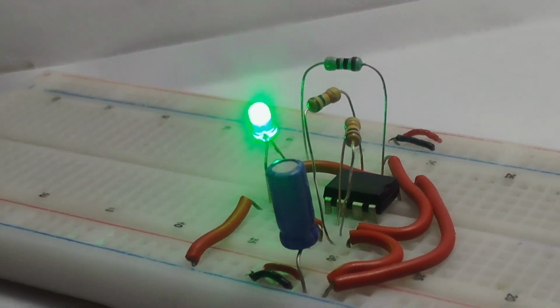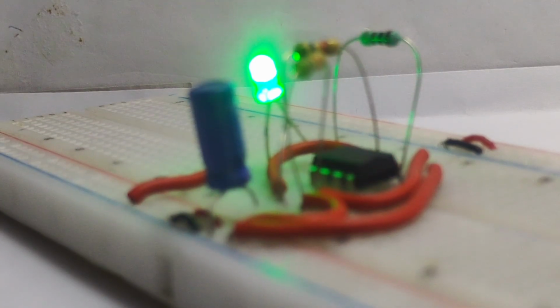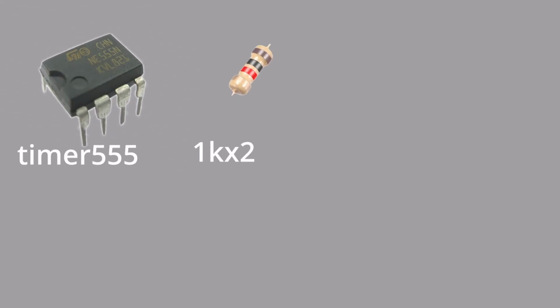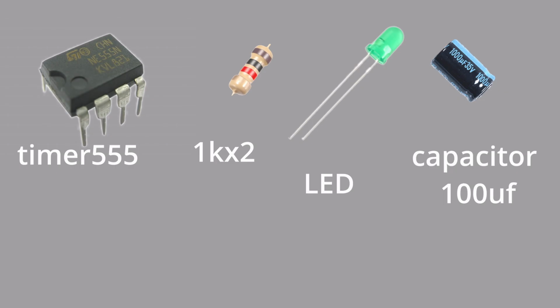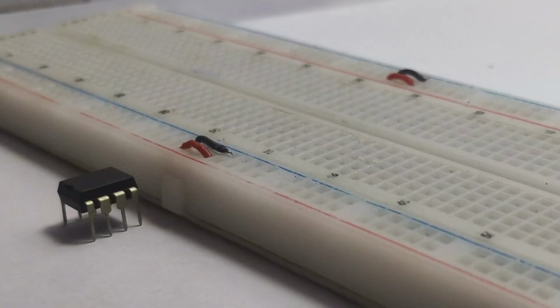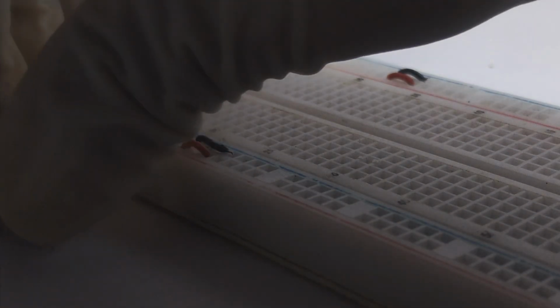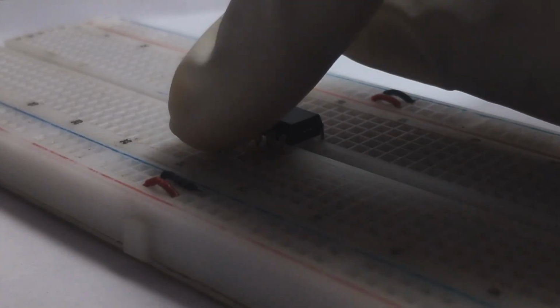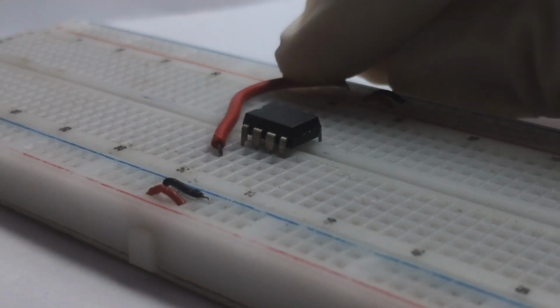In this video, let's build an oscillator using timer555 IC and few very basic components. To build this circuit, you'll need a timer555 IC, two 1 kilo ohm resistors, an LED for indication, and a capacitor. I'm using 5-volt power supply here. If you increase the power supply, do make sure to increase the resistance which is connected with the LED.